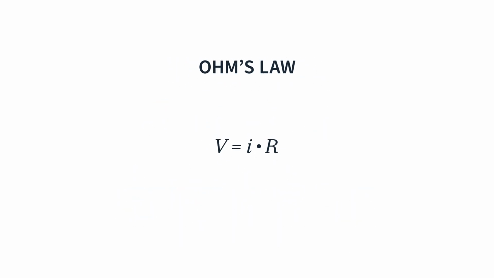Ohm's law is the relationship between voltage, V, current, I, and resistance, R. It's expressed as V equals I times R, or I equals V over R. This law helps calculate voltage, current, or resistance when two of these values are known. Now that we've refreshed our memory on these techniques, let's move on to Kirchhoff's laws.